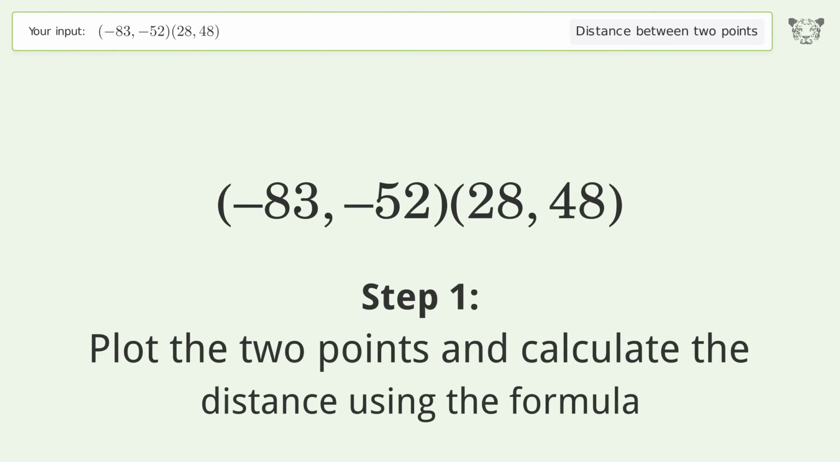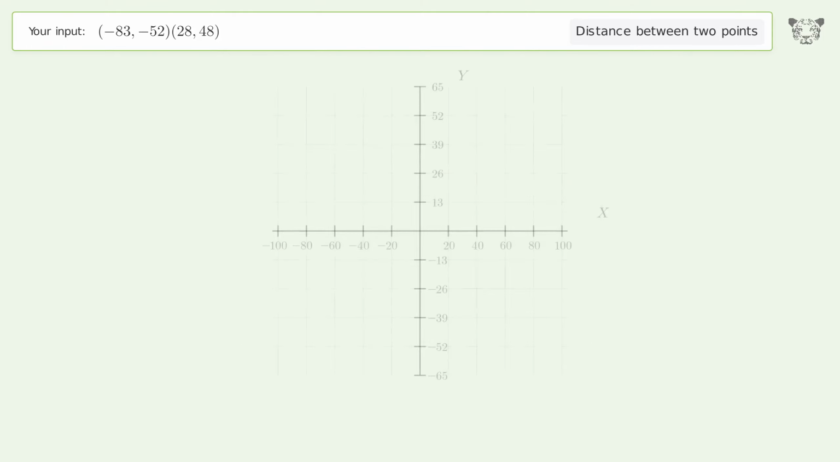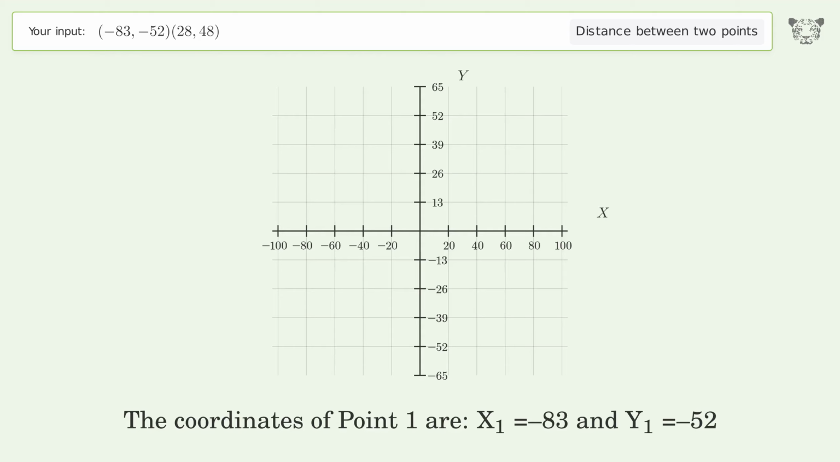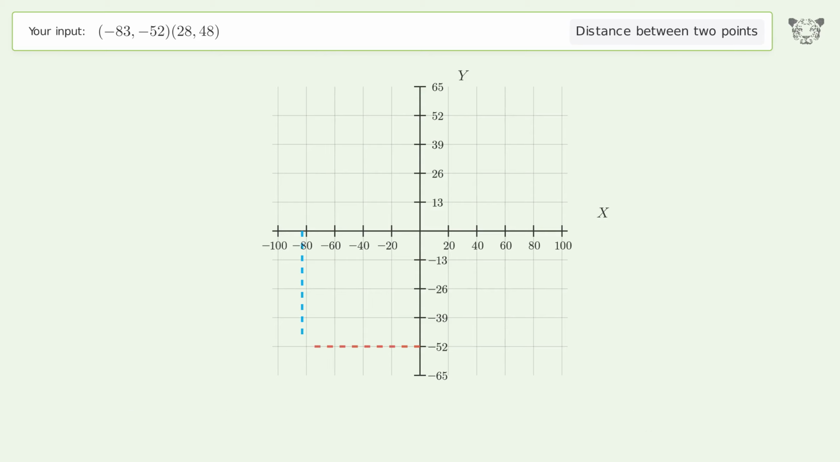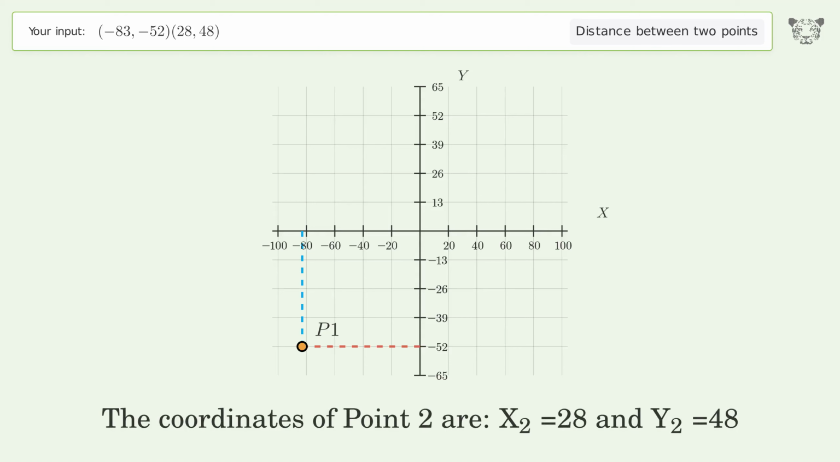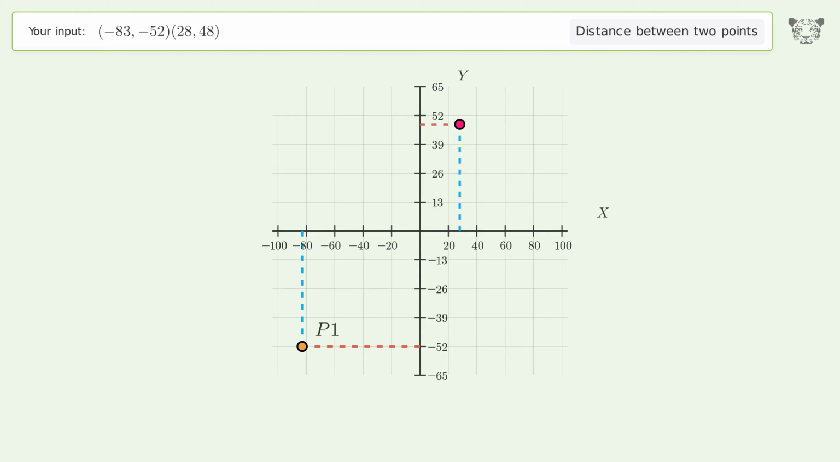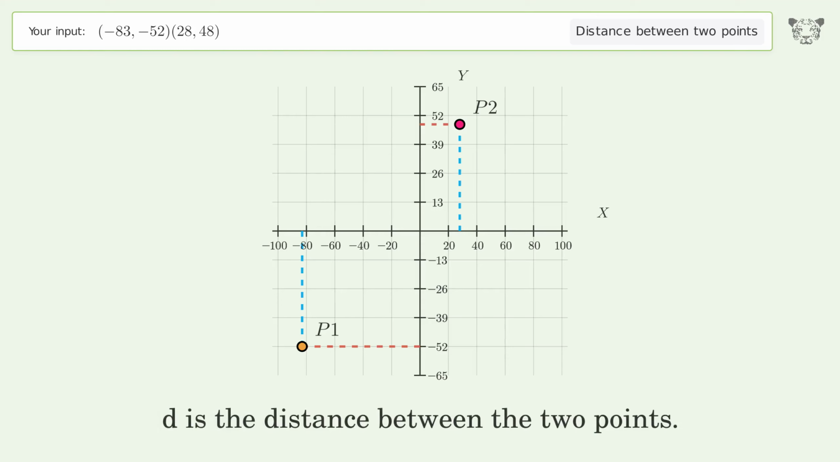Plot the 2 points and calculate the distance using the formula. The coordinates of point 1 are x1 equals -83 and y1 equals -52. The coordinates of point 2 are x2 equals 28 and y2 equals 48. D is the distance between the 2 points.